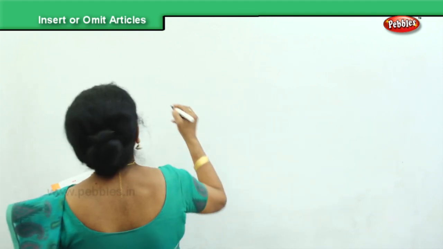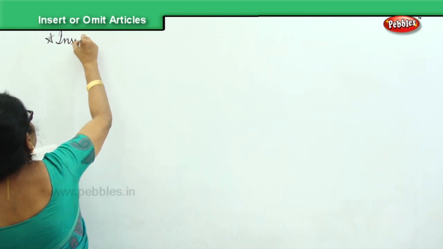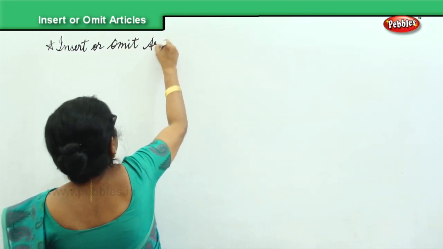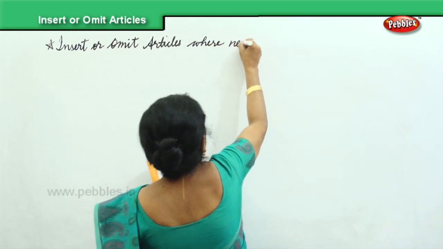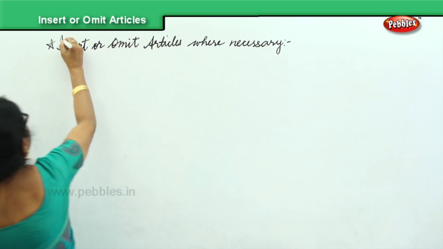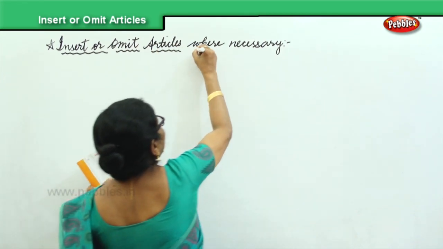Now we will do an exercise where either you insert articles or omit articles in the sentence. Okay, so I'll write the sentence. Tell me whether we need to take away or put in. It's a very nice exercise. Insert or omit articles where necessary. So either we are going to insert or omit articles where necessary.